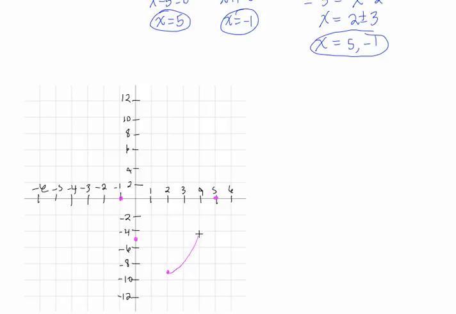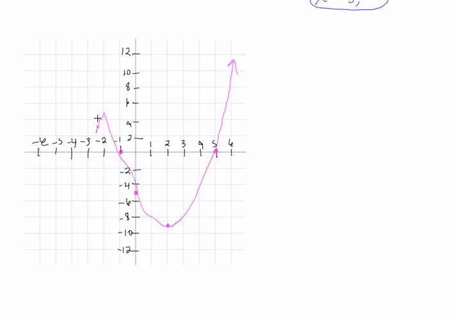And we know it does open up because the leading coefficient is positive 1, which is positive, so it opens up. And there, ignoring that little piece right there, there's a pretty accurate graph of our function that we got from knowing the vertex. And it's a good idea to label a couple points on here if it's not very obvious. Go ahead and label them. And that's it for this function.